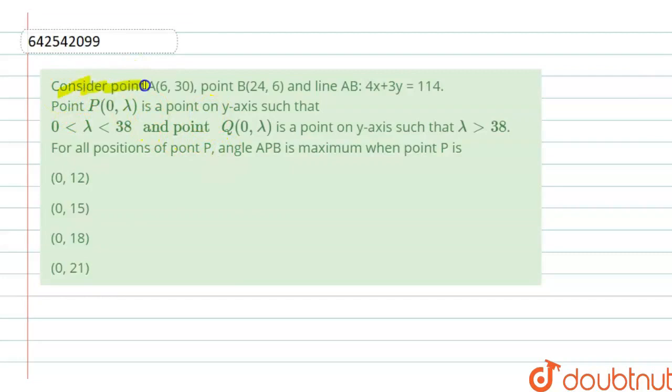Question is, consider a point A that is (6, 30), point B (24, 6), and line AB that is 4x plus 3y equals 114. Point P is (0, lambda), a point on the y-axis such that lambda lies between 0 and 8, and point Q is (0, lambda), a point on the y-axis such that lambda is greater than 38. For all positions of P, angle APB will be maximum if point P is.